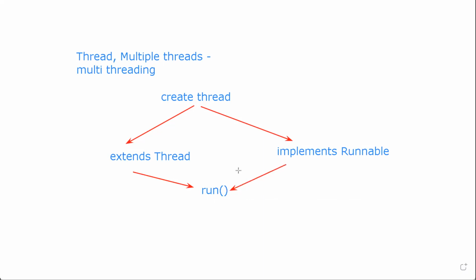So why they have given two ways is because Java does not support multiple inheritance, correct? Yes, sir. So that is the reason they have given two ways of creating a thread. So let me just be very quick. A thread can be created in two ways, by extending the Thread class or by implementing the Runnable interface. Both of them have the run method to run that particular thread. Okay, so let me show you how you can do it using the Thread class and implementing the Runnable interface.